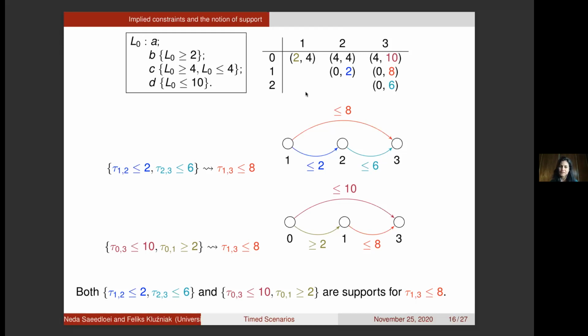The fact that the time distance between event 0 and 3 is at most 10, and the time distance between event 0 and 1 is at least 2, implies that the time distance between 1 and 3 is at most 8. So we say that these two sets are supports for the constraint tau 13 less than or equal to 8, or equivalently, these two sets imply this constraint.